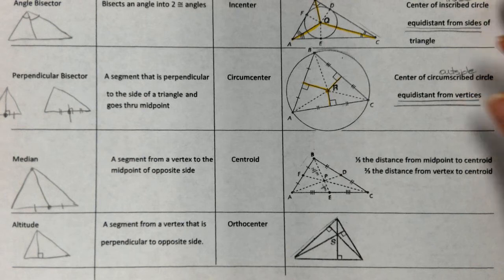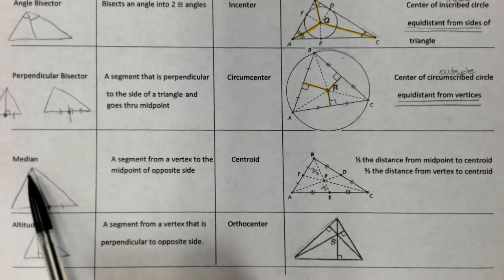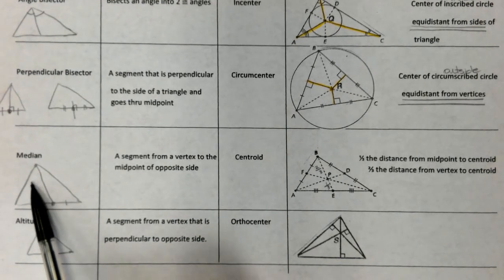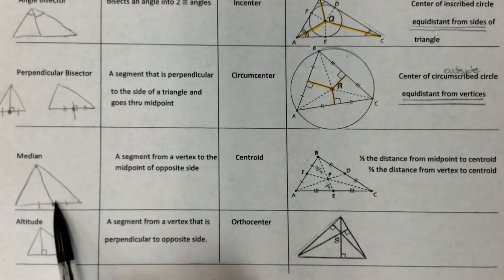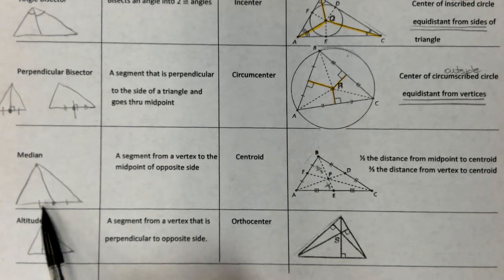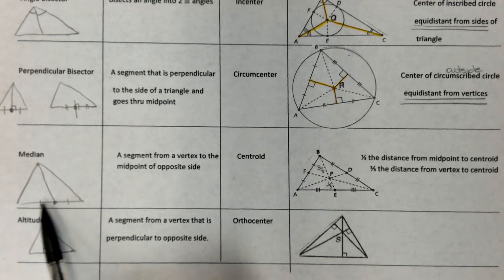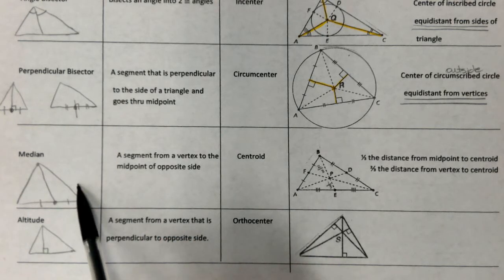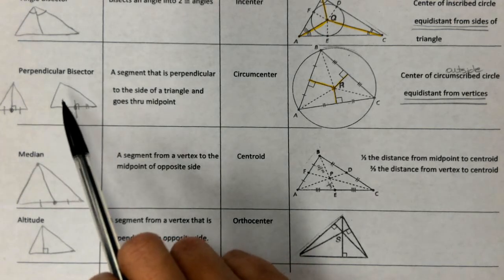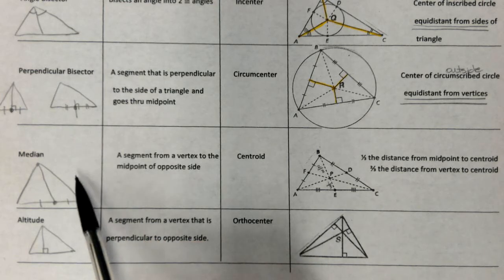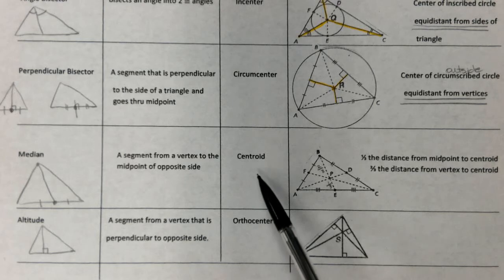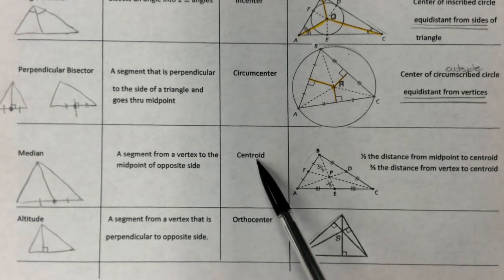Next, we have a median. A median is a segment from the vertex to the midpoint of the opposite side. So a median goes from the vertex to the opposite side's midpoint. So again, you're going to have two congruent pieces, but guys, don't confuse it with a perpendicular bisector. A perpendicular bisector forms a 90-degree angle, whereas a median is just a segment. Its point of concurrency is the centroid.